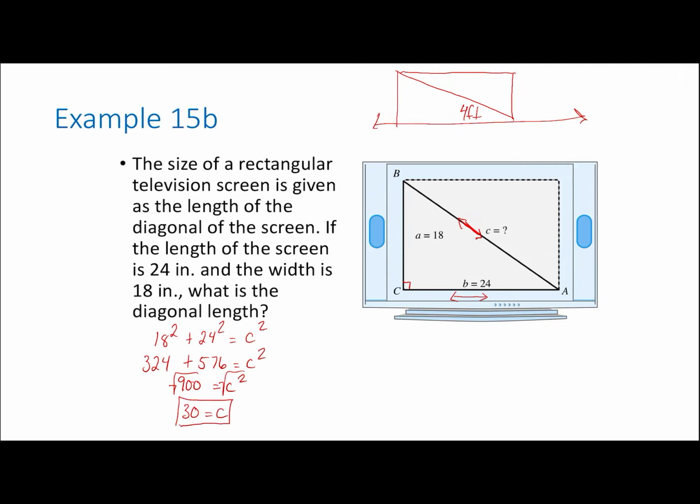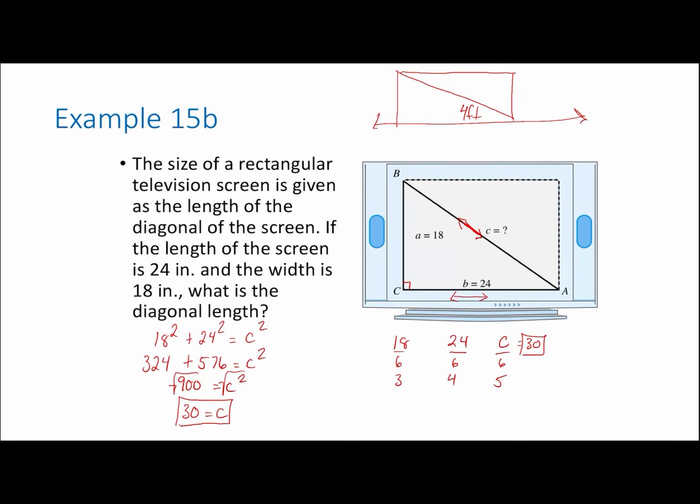Now, here's something that you maybe could have noticed. If you notice that 18 and 24 are both divisible by 6, well, 18 divided by 6 is 3, and 24 divided by 6 is 4. Well, that's your 3, 4, 5 ratio, right? So whatever this c value is divided by 6 needs to be 5. So 5 times 6 is 30. C has to be 30.